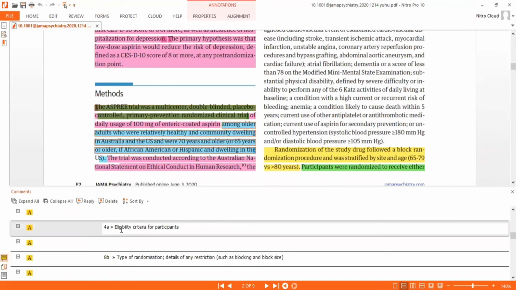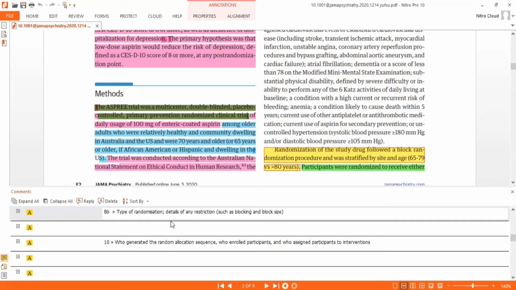Next, point 4A, eligibility criteria for participants. Among older adults who were relatively healthy and community dwelling in Australia and the US and were 70 years and older, or 65 years or older if African American or Hispanic and dwelling in the US. Next, point 8B, type of randomization, details of any restriction. Randomization of the study drug followed a block randomization procedure and was stratified by site and age.